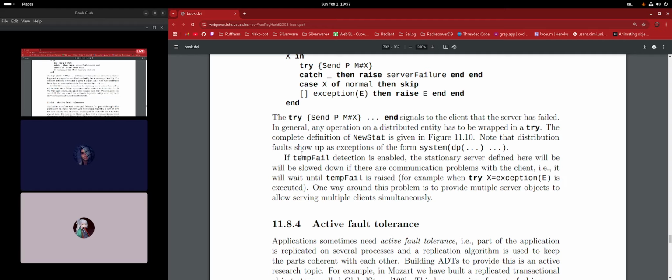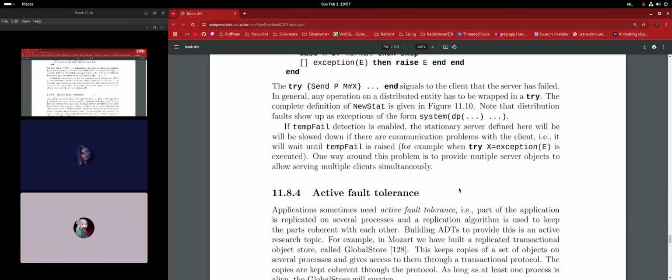Okay. If temp fail is enabled, the stationary server defined here will be slowed down if there are communication problems with the client. It will wait until temp fail is raised. One way around this problem is to provide multiple. They didn't fix that. It's still wrong.